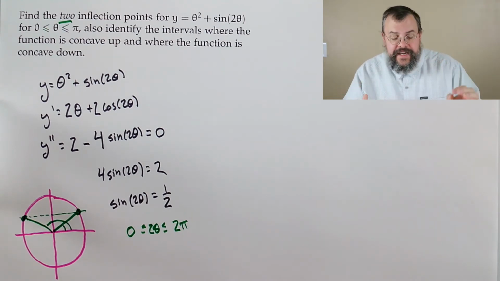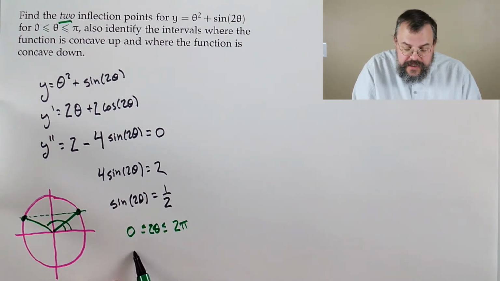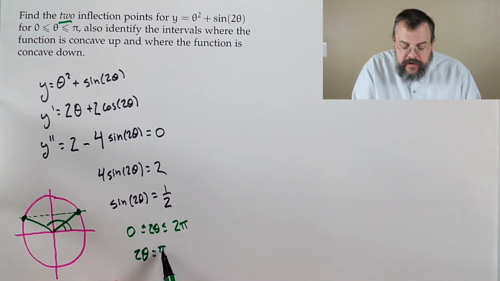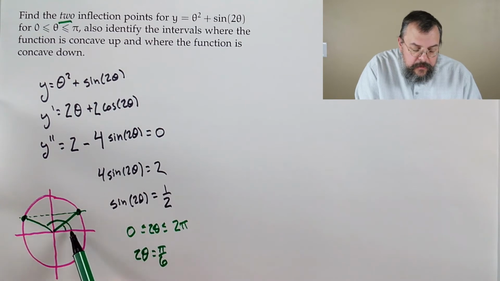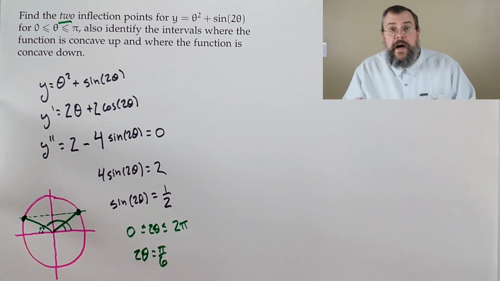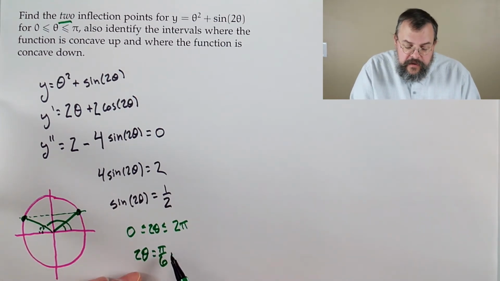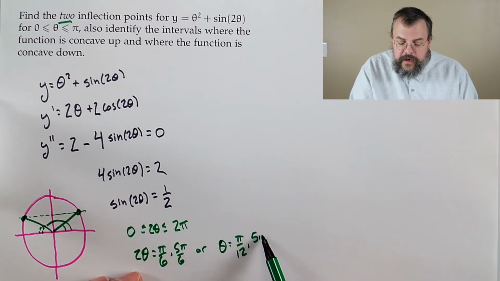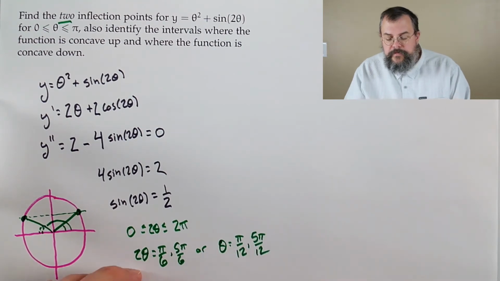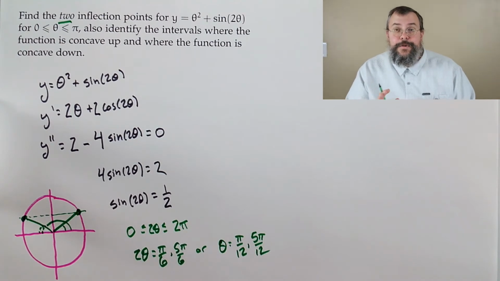So twice theta should be pi over 6, and then there's another angle, which is this angle here. The way you can get that is to think of going all the way to pi, and then going back pi over 6. So pi minus pi over 6 gives us 5 pi over 6. Now let's solve for theta. Theta should be pi over 12 and 5 pi over 12. Okay, now we're in good shape.